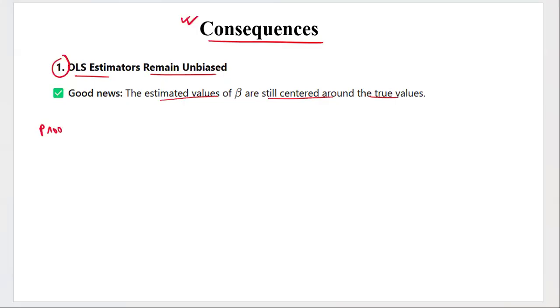Proof of unbiasedness under heteroscedasticity. Suppose your model is like this: Yi = beta Xi + ui. I am not considering the intercept here, but even if you consider it, there will be no problem. i is 1, 2, up to n. This is the regression model, a simple two-variable regression model.